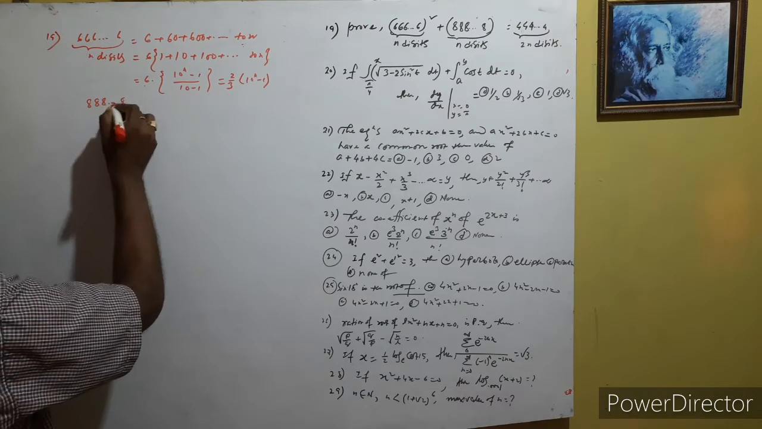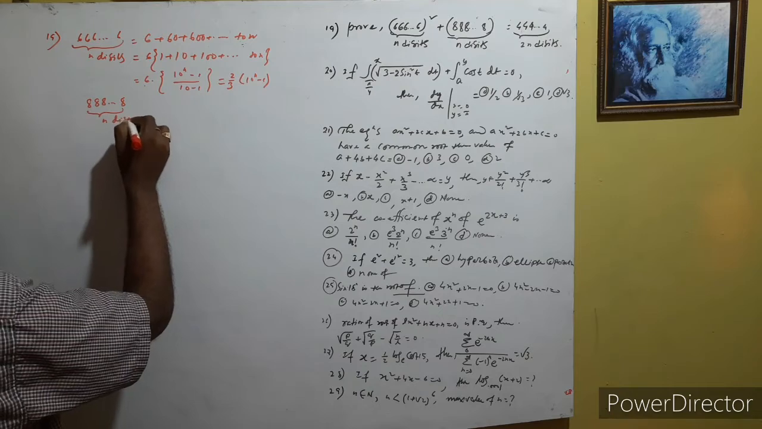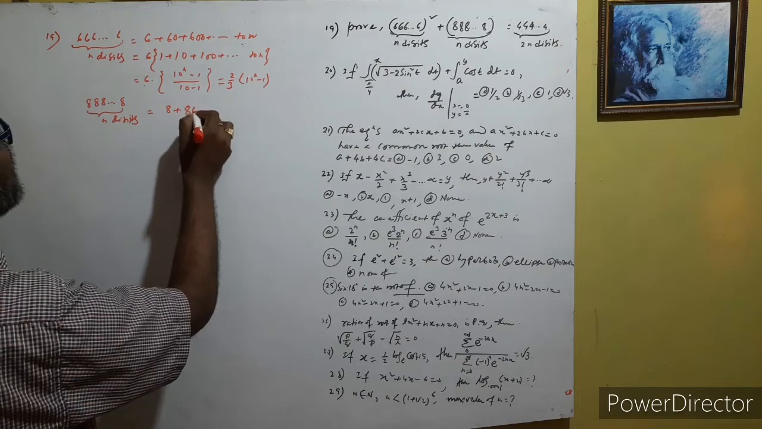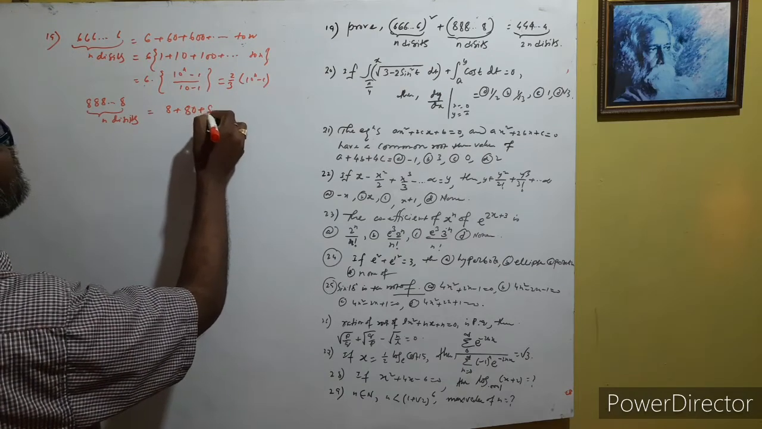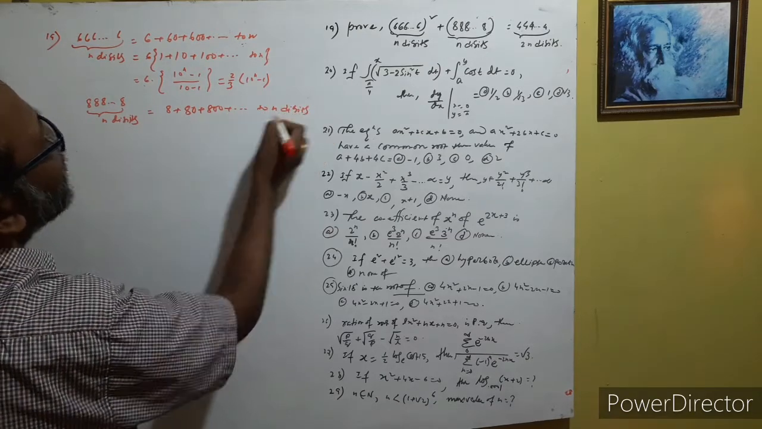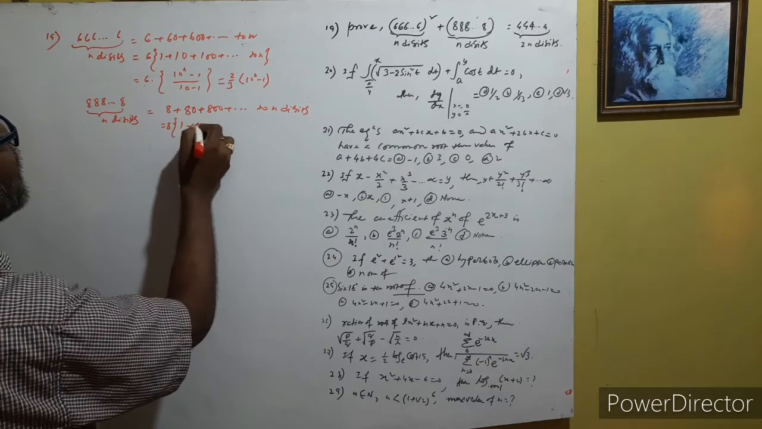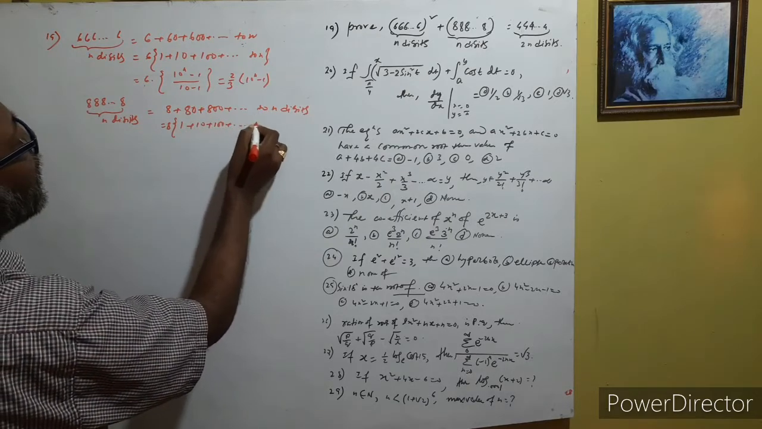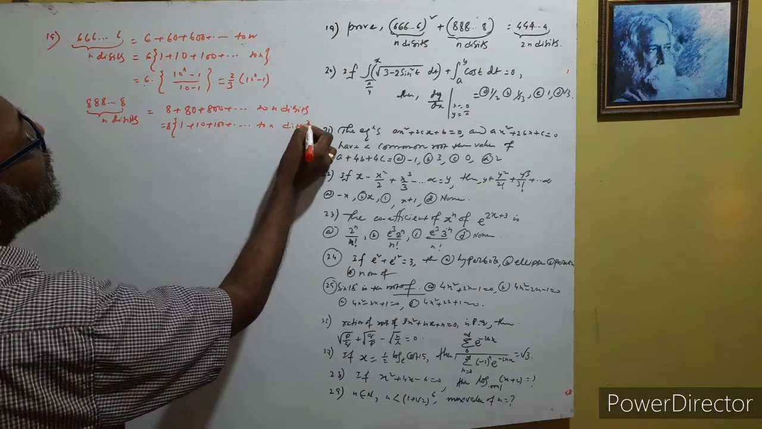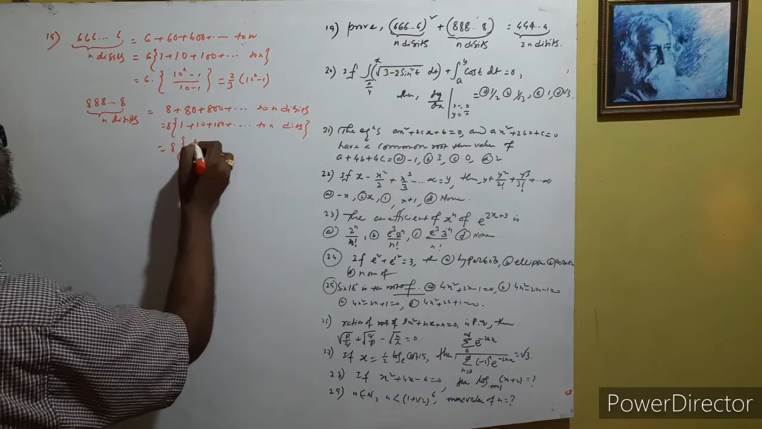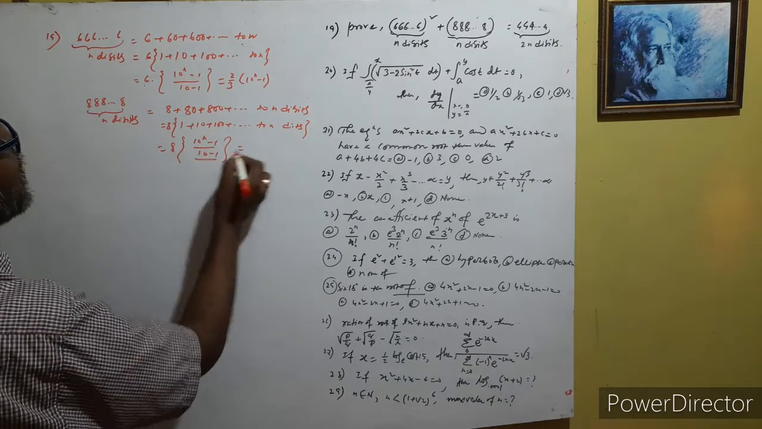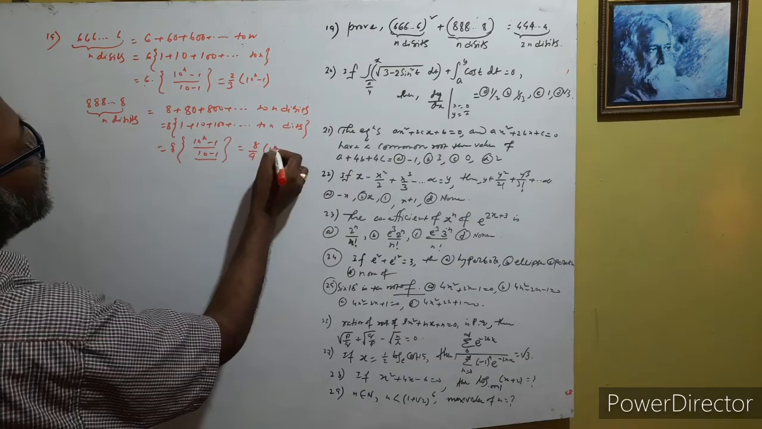888...8 n digit is the same as 8 plus 80 plus 800 up to n digits. Take 8 common, 1, 10, 100 up to n digits. This is 8 into (10 to the power n minus 1) by (10 minus 1). This is 9. So this is 8 by 9 into (10 to the power n minus 1).